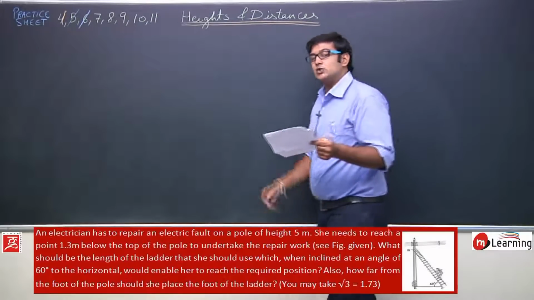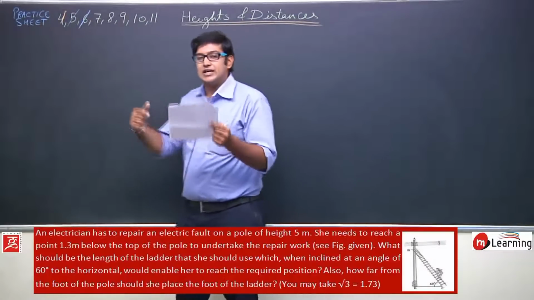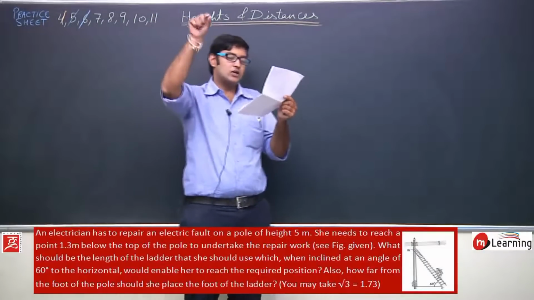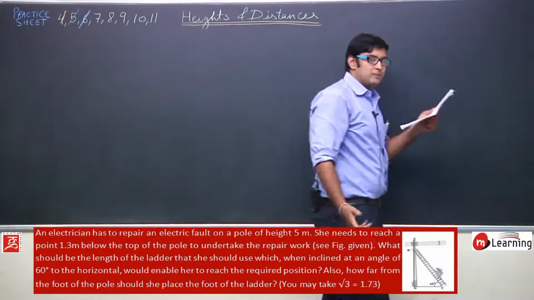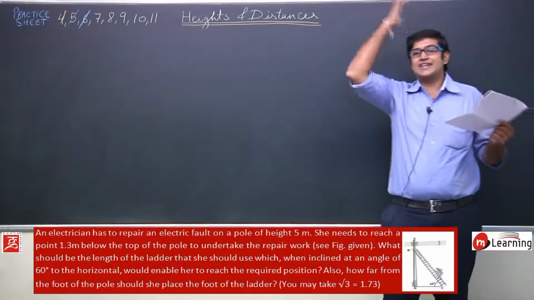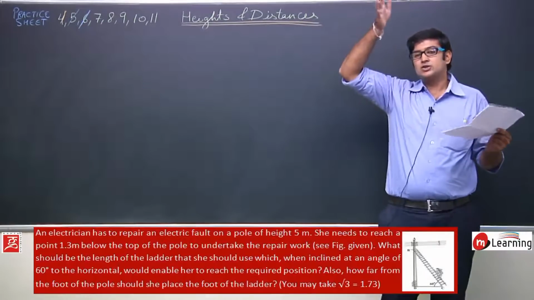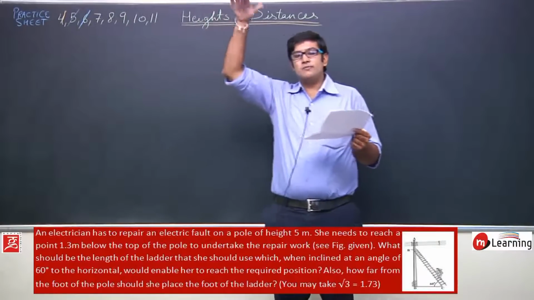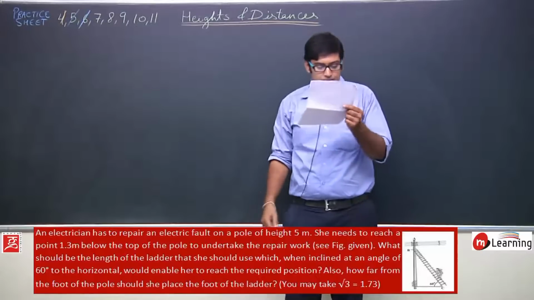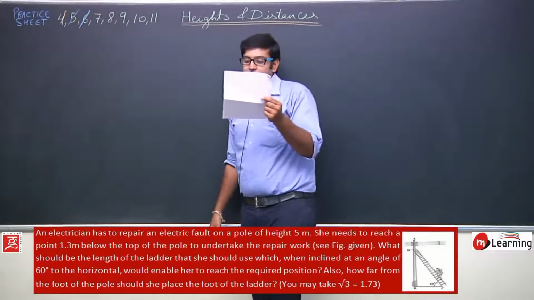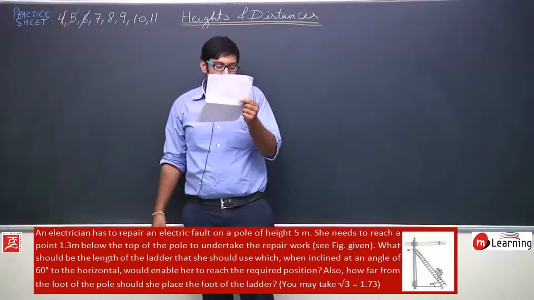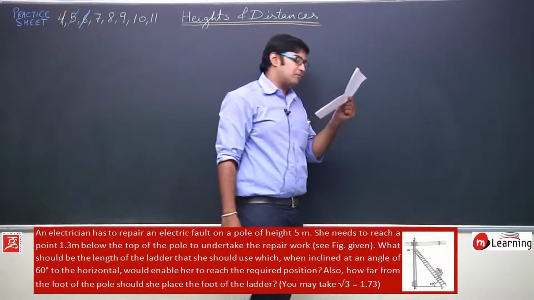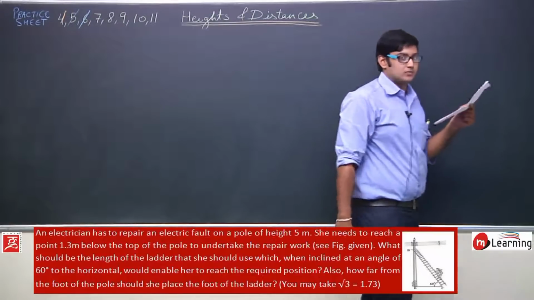So what it says is, to repair the pole he does not require to reach the top, that is the 5 meter. He needs to be at 1.3 meters below the top, okay, for the repair work, because if he reaches exactly the top of the pole, 5 meter, he will not be able to repair the top. So to repair the top he needs to move only 1.3 meter down from the top, okay. What should be the length of the ladder that he should use, which when inclined at an angle of 60 degrees to the horizontal would enable him to reach the required position, okay.